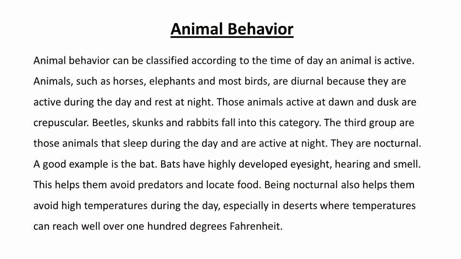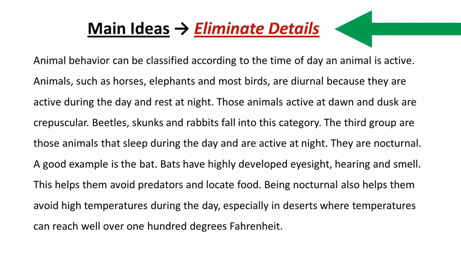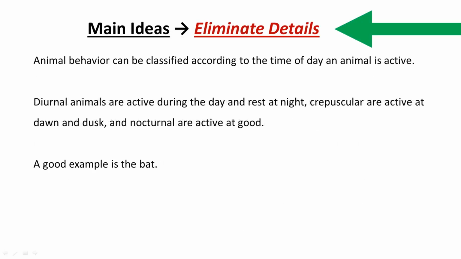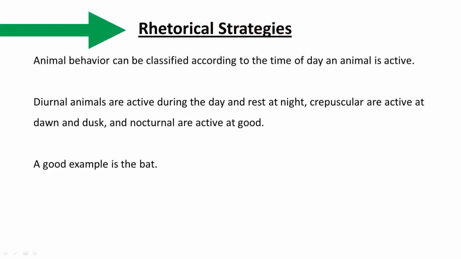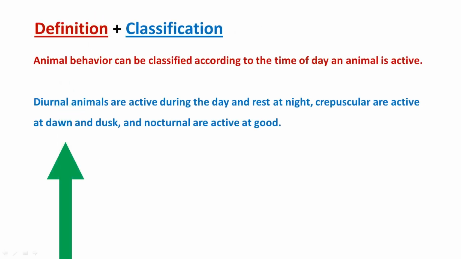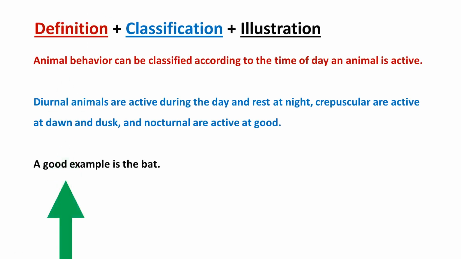Next, look at a sample reading passage. Pause here to read it. When summarizing the reading, first identify the main ideas by eliminating details. Next, identify the rhetorical strategies being used. In this passage, there are 3 rhetorical strategies: definition, classification, and illustration. Pause here to read it.